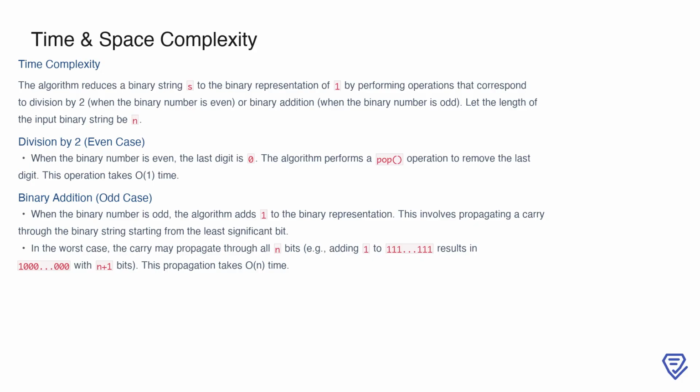This addition introduces a carry that may need to propagate through the entire string. For example, adding 1 to a binary number like 111 results in a carry propagating through all bits, turning it into 1000. In the worst case, this propagation takes O(n) time, where n is the length of the binary string. These two cases form the building blocks of the algorithm's time complexity analysis.